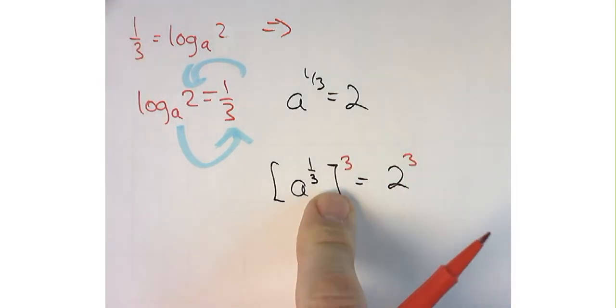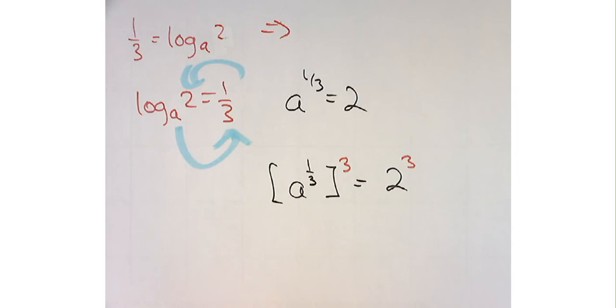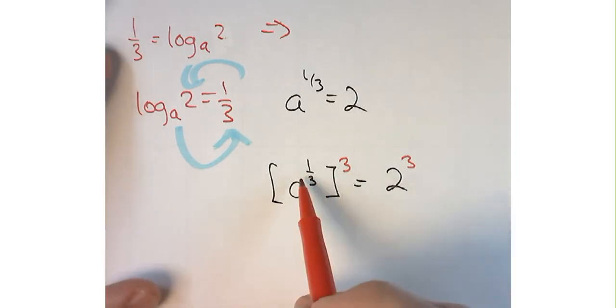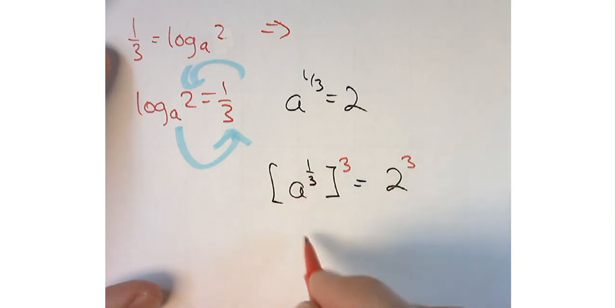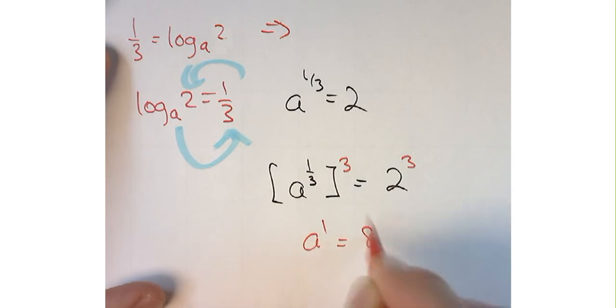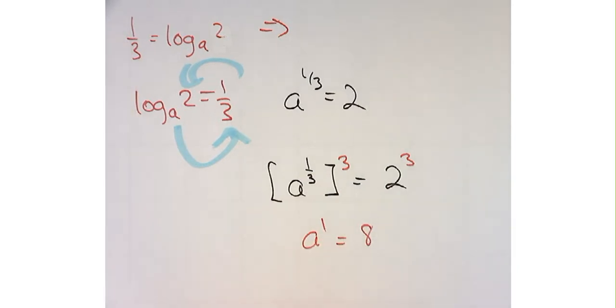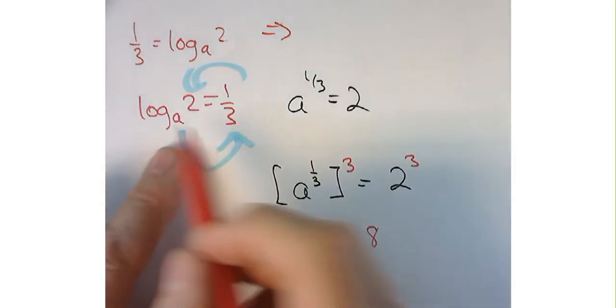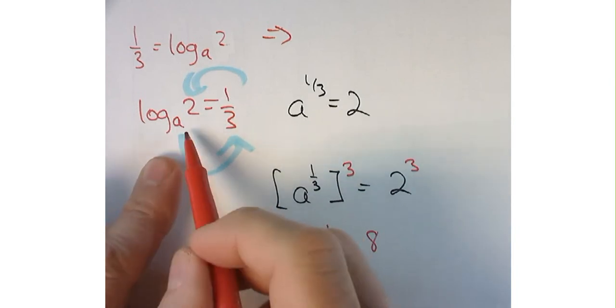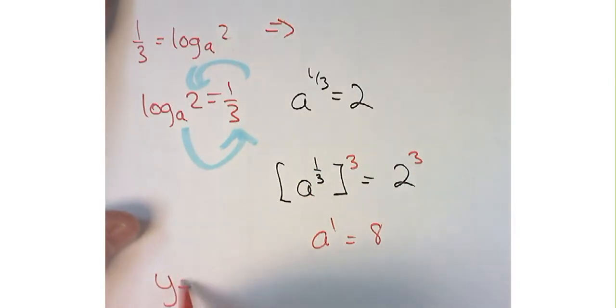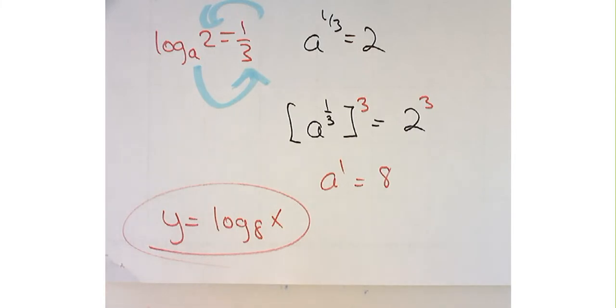And if I cube the left-hand side, I have to cube the right-hand side. But here's the nice thing. Because these exponents are going to multiply, a number times its reciprocal is 1. 2 cubed would be 8. Yay. And so really what this ends up being is that log base 8 is what we're working with. Y equals log base 8 of x. That's our function for this one. Yay. All right.